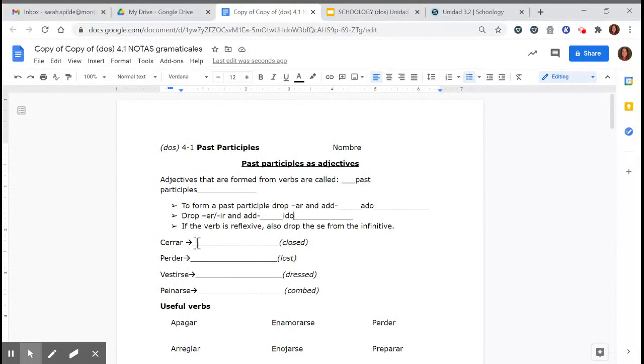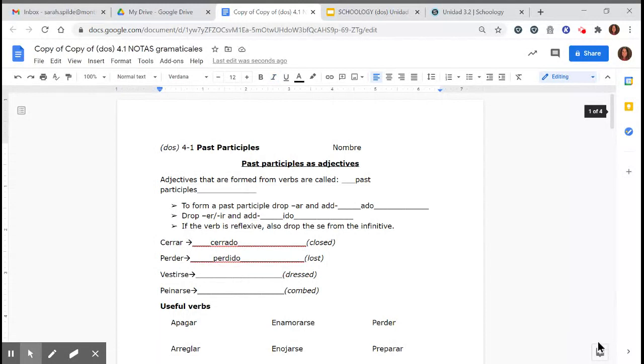It is closed. So in order to form that, I would take away the AR ending. So I have this, my stem, and then I just need to add ado. Cerrado would be closed. Perder, to lose. So take away that ER, IR ending. That's our verb. So take away that ending, and then we would communicate perdido for lost. So let's say you said, my homework is lost. Then you would use this adjective.